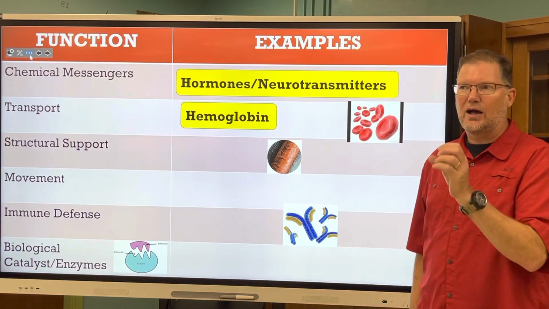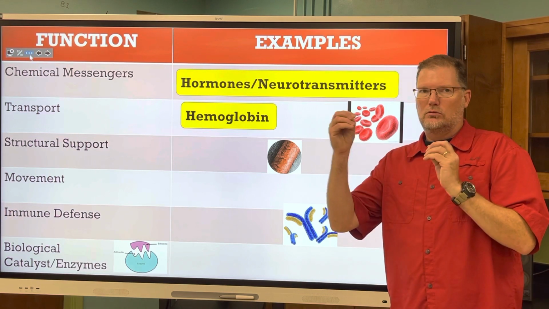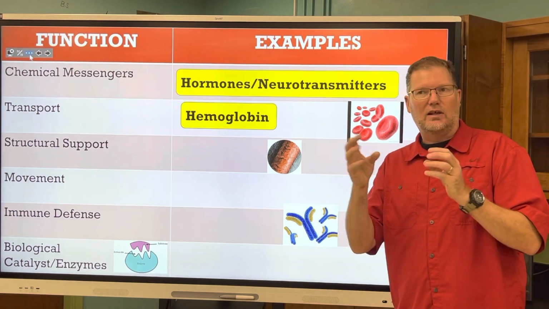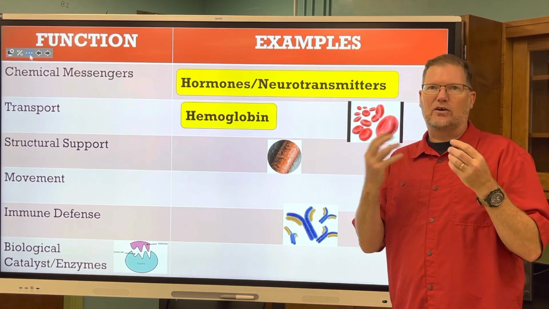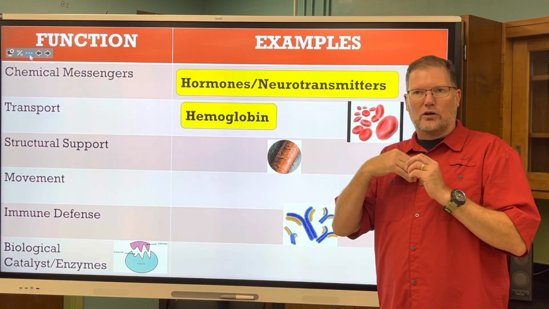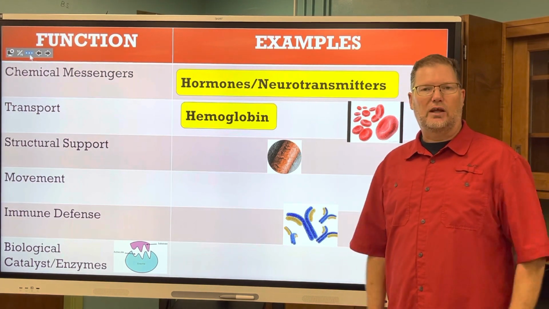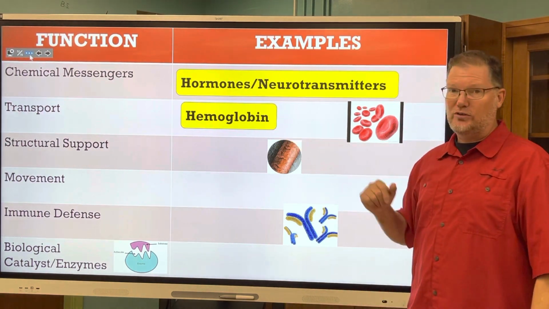Hemoglobin carries oxygen, I should say. The iron is what carries the oxygen, really. It's in the hemoglobin. From your lungs, the oxygen from your lungs to the rest of your body. And then it gets recycled. So it's pretty cool. A protein does that.